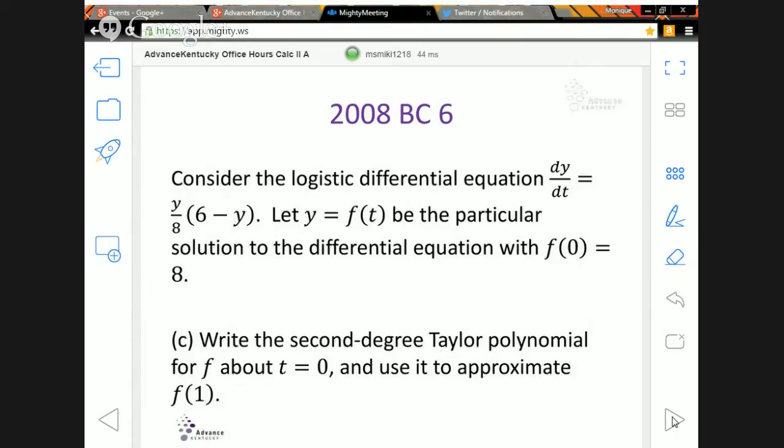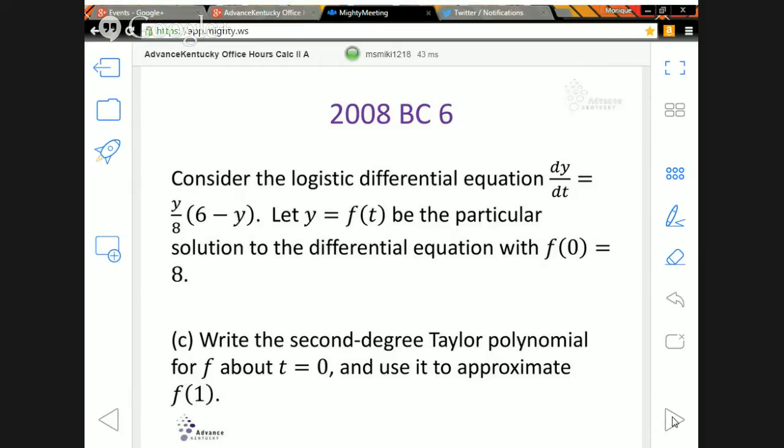Let's look at an example. This is from the actual AP exam, the BC question number 6 from 2008, and we're only going to look at part of it. We have a logistic differential equation, dy dt equals y over 8 times 6 minus y. Y equals f of t is the solution to the equation, and we're given the initial value f of 0 is equal to 8. In part C of this question, the students were asked to write a second-degree Taylor polynomial for f about t equals 0, and then use it to approximate f of 1. So this is exactly the kind of question I think Mike was asking about.